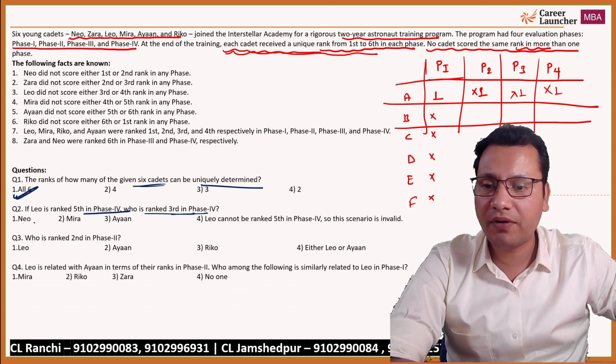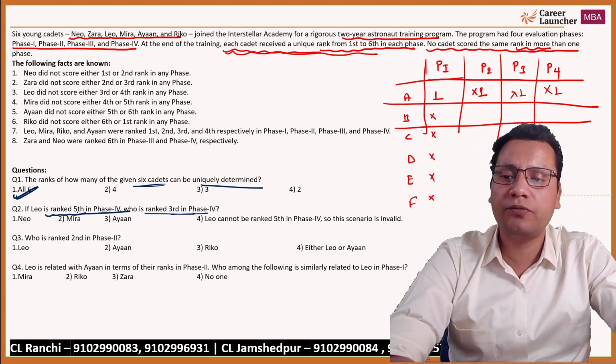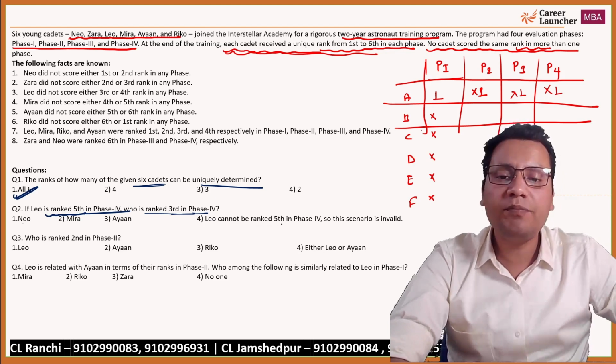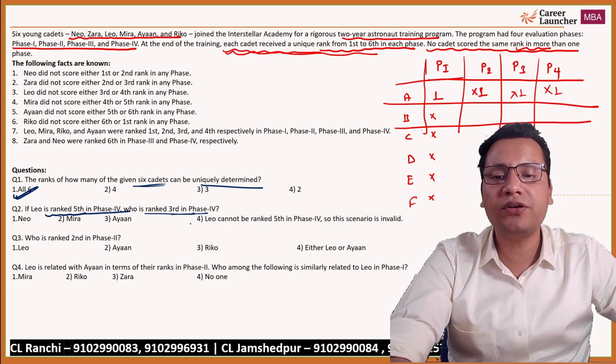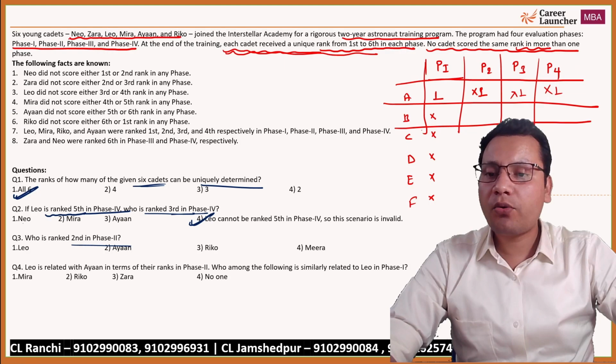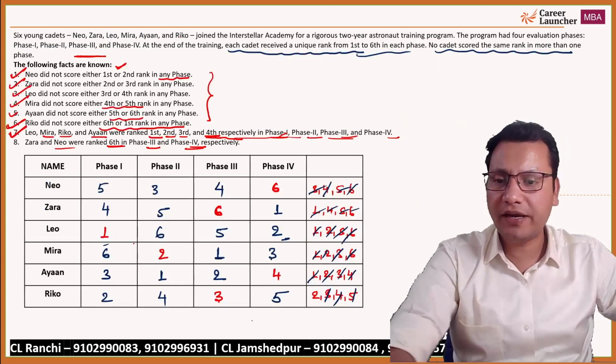Now look at the option number 1. Since Leo का rank 5th है ही नहीं phase 4 में, which is rank 2, तो मेरा answer क्या हो जाएगा? Leo cannot be ranked 5th in the phase 4, so this scenario is invalid, which is a correct statement, right? Which is a correct answer. Okay, now question number 3. So who is ranked 2nd in phase 2? Rank 2 in phase 2.